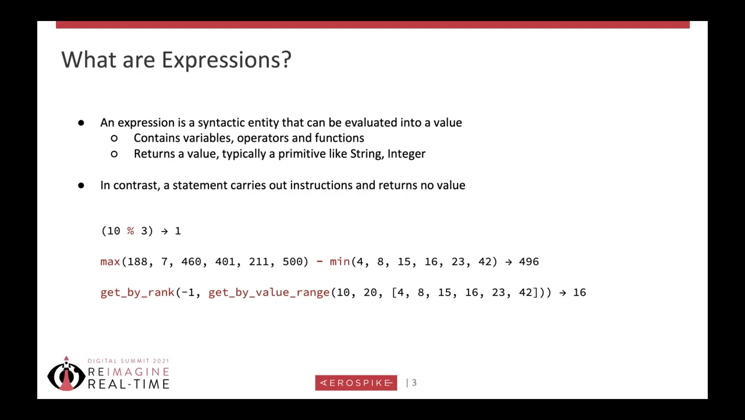The last one is very Aerospike-like. We're going to take a get by rank on a specific value range of a list. So the value range is all the numbers between 10 and 20 out of a specific list, and that selects 15 and 16. And then the get by rank minus 1 means the highest rank, which is 16. So that's how expressions evaluate.